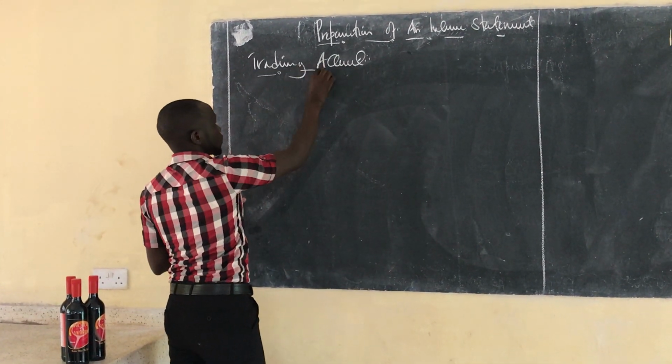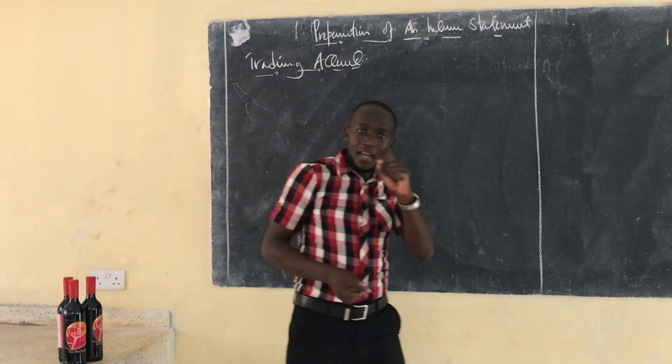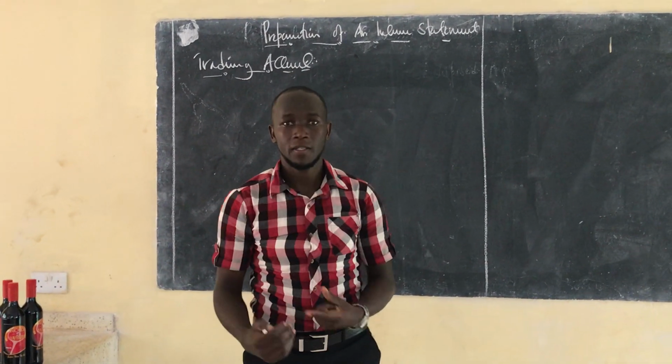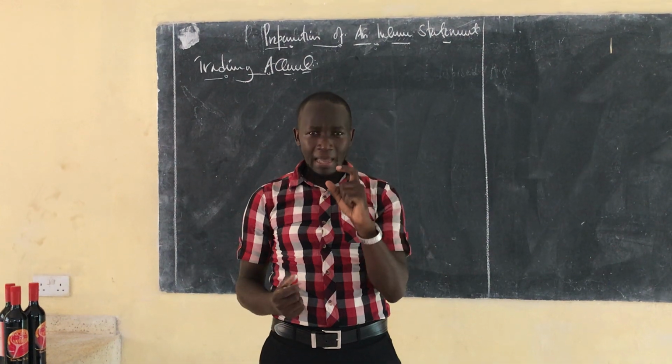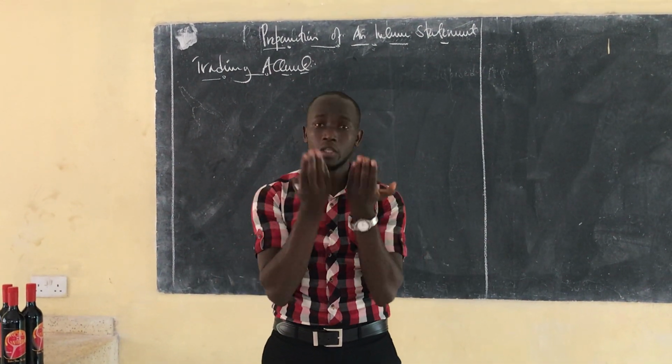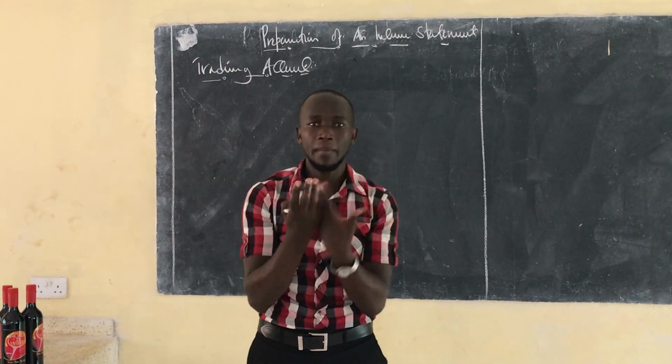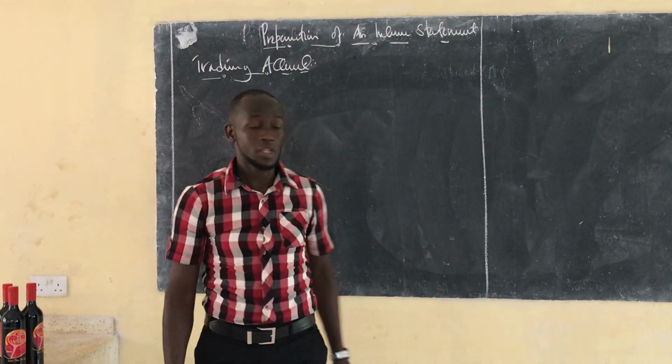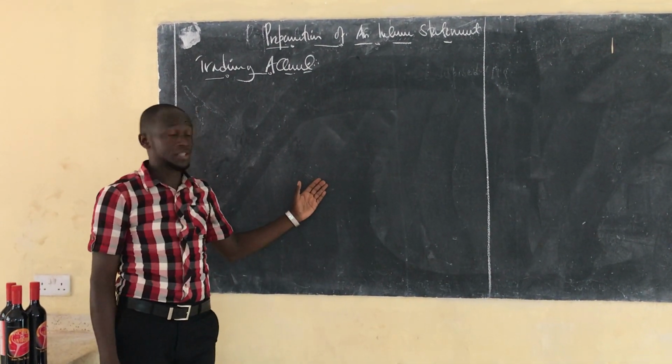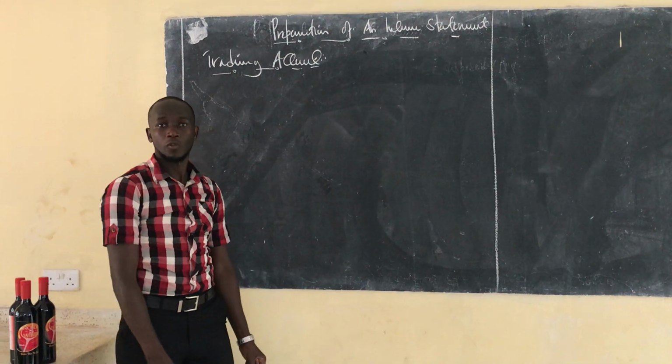Now, a trading account is the first part of an income statement. It is aimed at finding the wholesome profits, the wholesome amount of money that you make as profits. We are going to see what I mean by wholesome in the proceedings of the preparation.